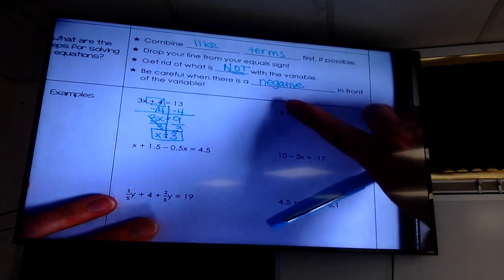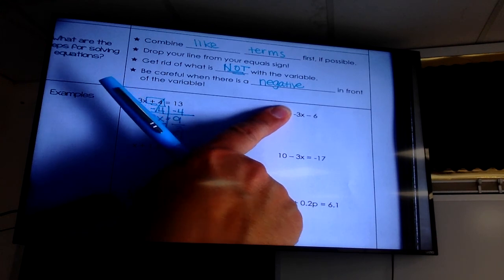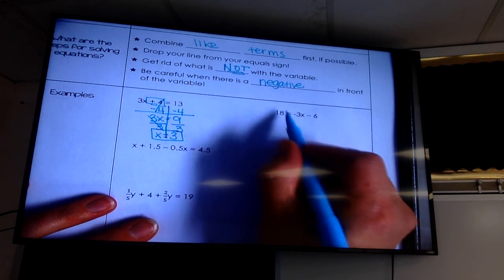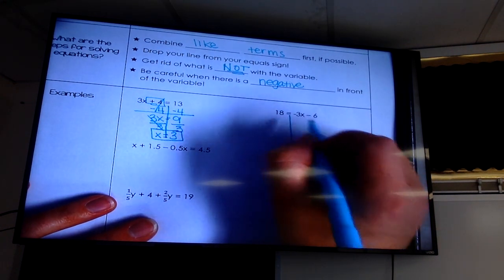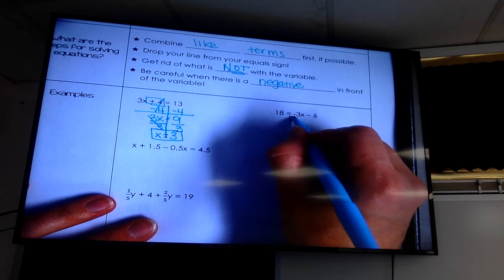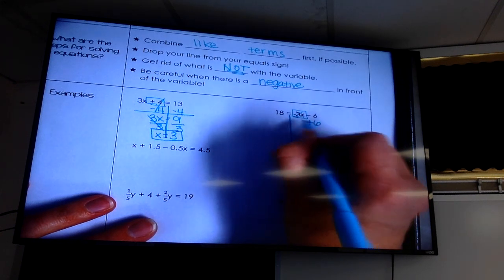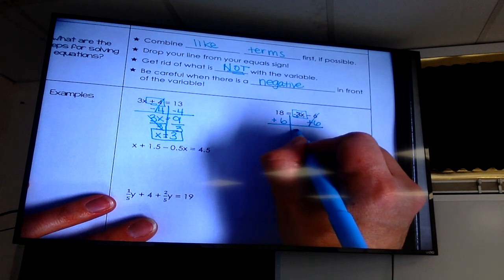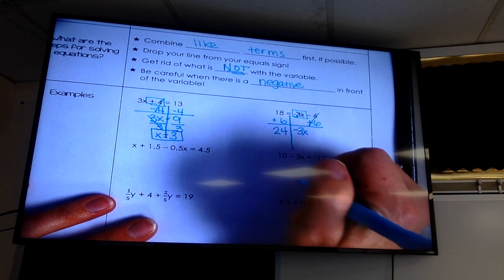So combine like terms first. I look at this side of the equal sign, nothing there. I look on this side of the equal sign, nothing there. So I'm going to drop my line, and I'm going to start to solve. Now, don't let it confuse you because the 18 is by itself first. It doesn't change anything. Okay, so when I look at this, I'm going to work away from the variable first. So here's my variable. I don't want to mess with this yet. I want to do the negative 6 or the minus 6. And to get rid of that, I'm going to add 6. So I'm left with negative 3x on this side, and then 18 plus 6, that's 24. So there's my first step.